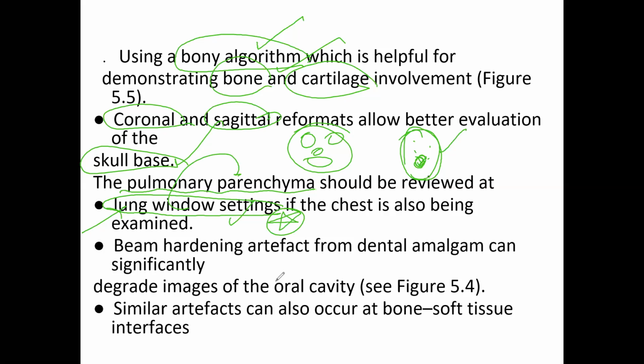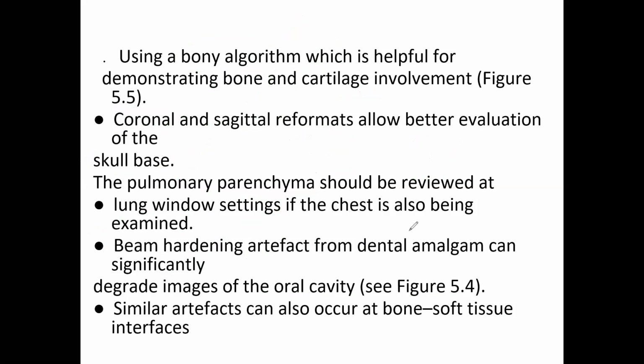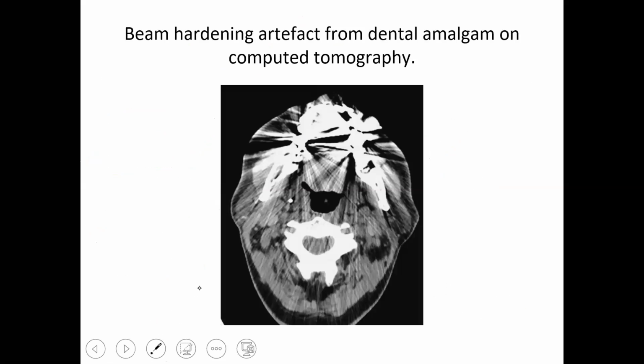Next, beam hardening artifact from dental amalgam can significantly degrade the images of the oral cavity. So beam hardening artifact is one important point for dental amalgam, especially in the oral cavity. They can also occur in bone and soft tissues sometimes, so you should keep that in mind. Here you could see the beam hardening artifact, very important for dental amalgam in computerized tomography. This picture is showing that, so keep it in mind.